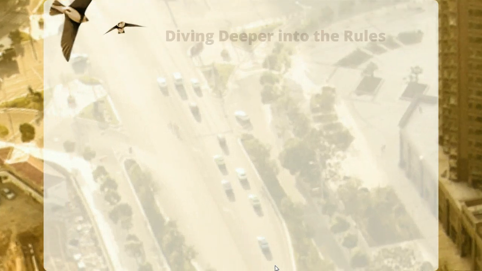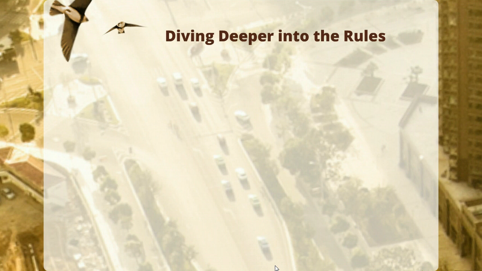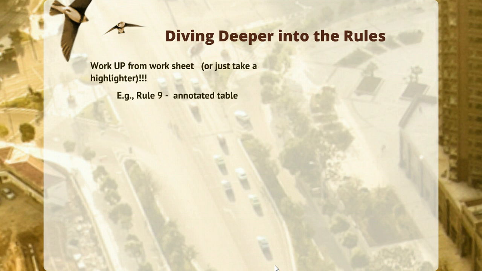All right. Last, even getting more deep into the rules. How do you do this? Just a practical tip. Work up from your worksheet or just take a highlighter to it. Let's do one together. If we look at our Rule 9 annotated table in your worksheet where we talked about pleading generally, not having to plead anything, or pleading with some detail or denying with some detail, what you want to do is take those rules and dig into it.